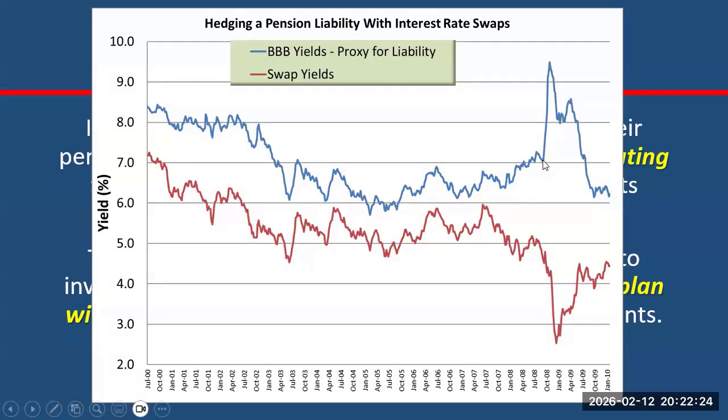Right here, what did our liability do? Fell in value. What did our swaps do? Shot up in value. Right here, the swaps were worth over 500 million bucks. How much did we pay for them? I remember, how much does a swap cost when you enter it? Zero. Would you like to spend zero and have over 500 million bucks? Be kind of nice, right? That's when I can say, hey, I paid my salary.